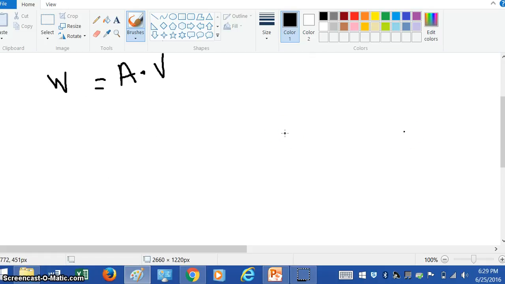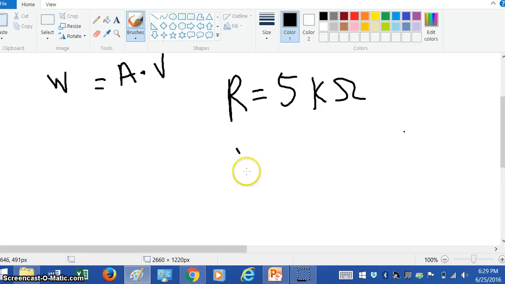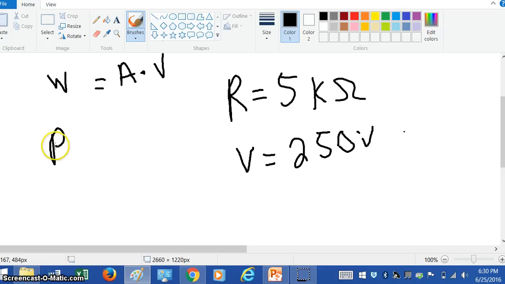All right, so let's say we had a resistance of 5 kilo ohms, to keep our lives simple. And let's say we had a voltage of 250 volts. And I want to know what the power is. So the question is, how much power is being used by that device?